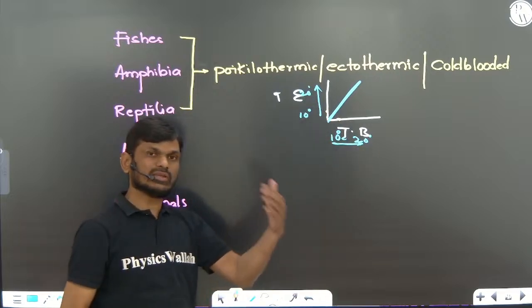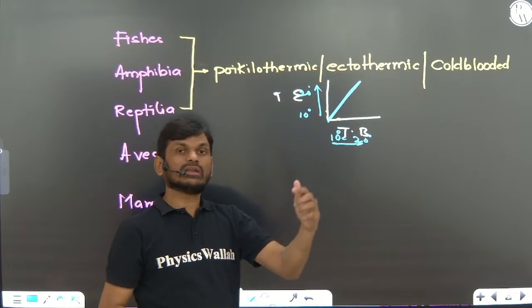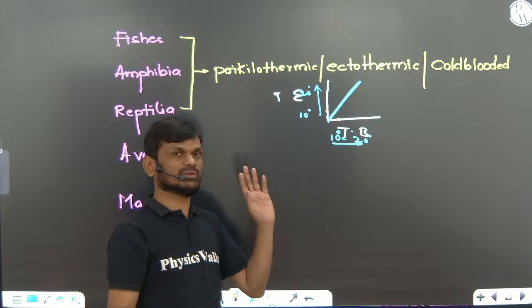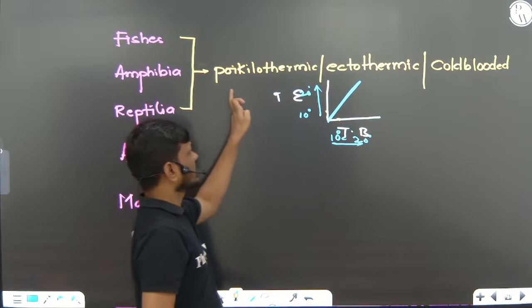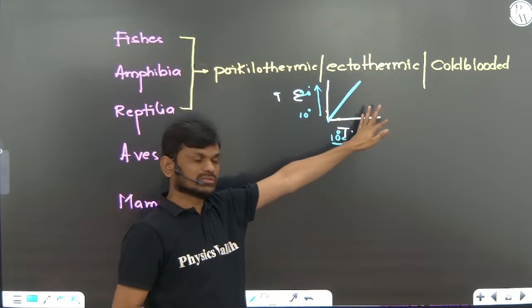There is a change. According to the surrounding environmental condition, the body temperature will change. There is no constant body temperature in these animals. So that's why we are calling them poikilothermic, ectothermic, cold-blooded animals.